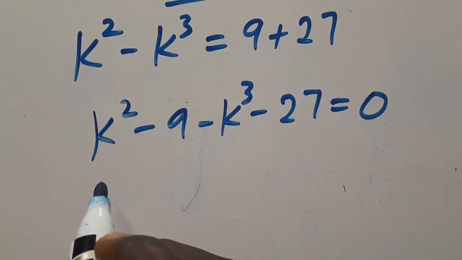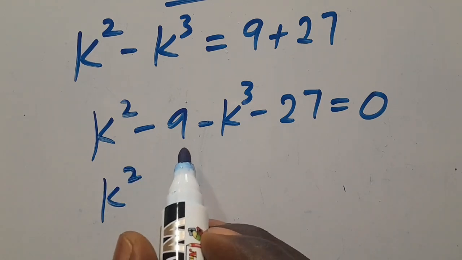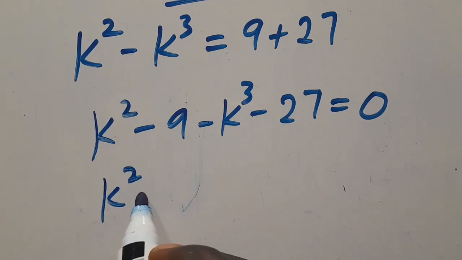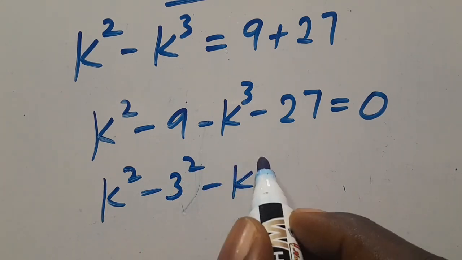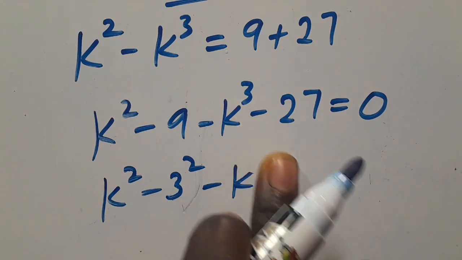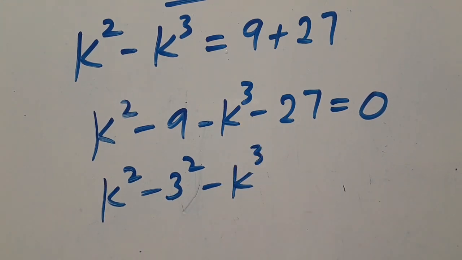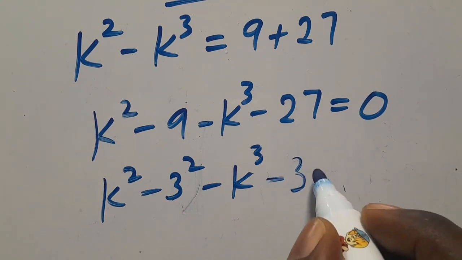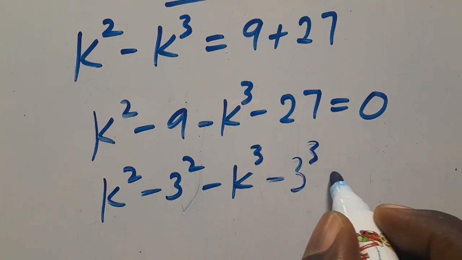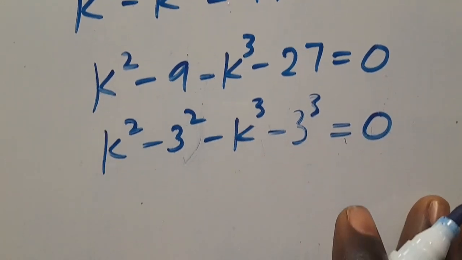So from here we have k to the power of 2. Let's have 9 in base 3 as 3 to the power of 2, then minus k to the power of 3. Let's have 27 in base 3 as minus 3 to the power of 3. Then we set everything to be equal to 0.